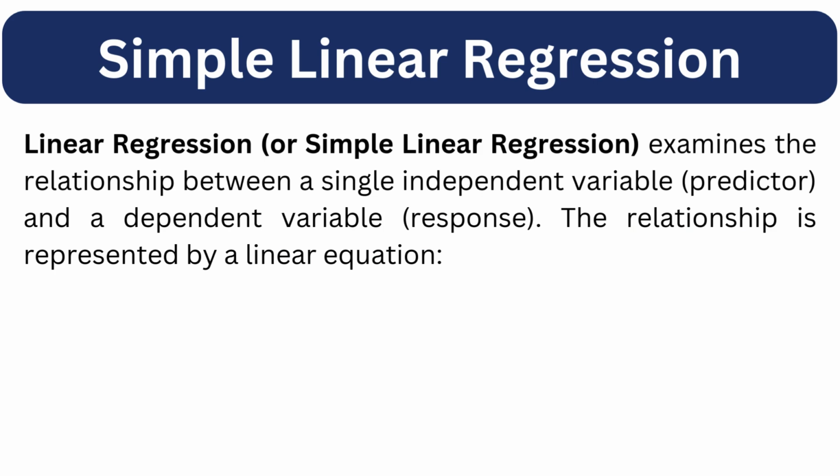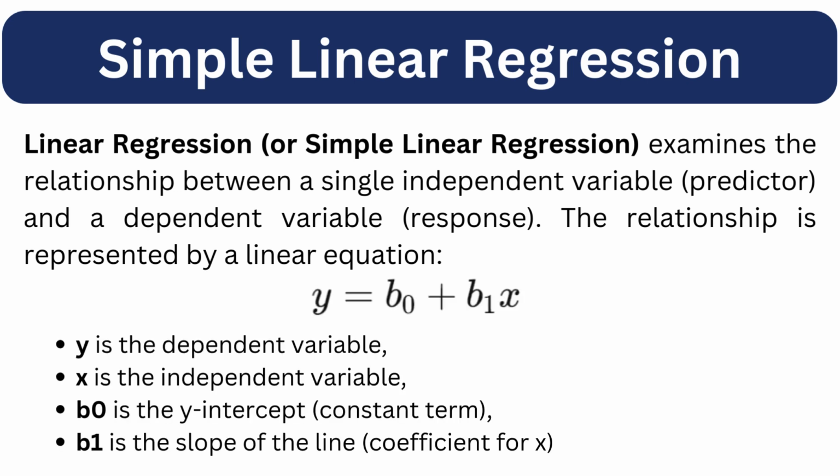This approach focuses on finding the relationship between a single independent variable, or a predictor, and one dependent variable, or a response variable. We can represent this relationship in a linear equation like this: y equals beta naught plus beta 1 x, where y is the dependent variable, x is the independent variable, beta naught is the intercept term or the constant term, and beta 1 is the slope of the line.